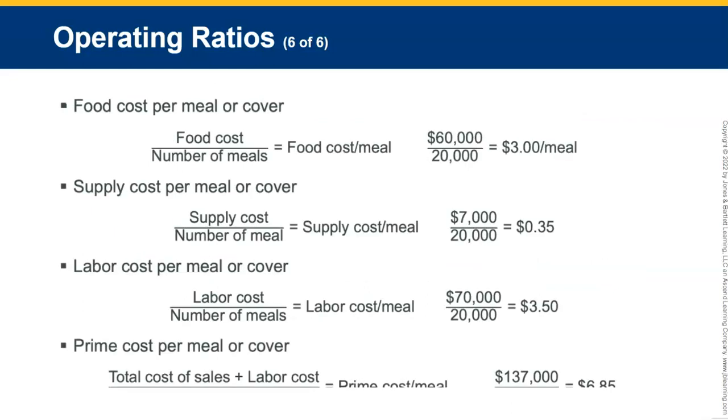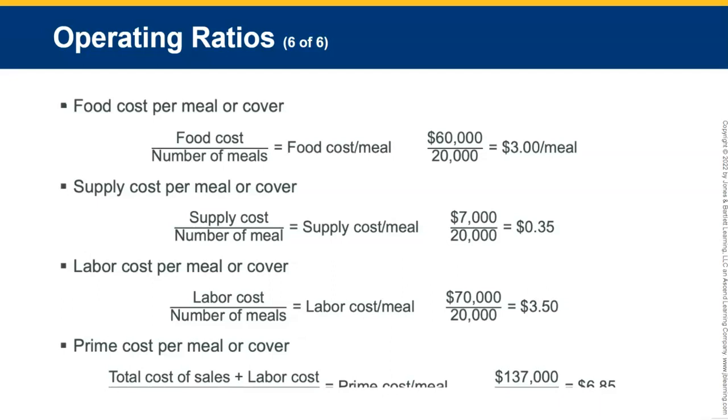Another way of looking at costs involves examining costs per meal. Here are some examples. Keep in mind that you can also calculate these costs per patient or resident day or per student as well. So we have food cost per meal or cover, which is food cost divided by the number of meals, gives you your food cost per meal. So if our food cost is $60,000 and we have 20,000 meals that we are serving, that tells us the food cost is $3 per meal.